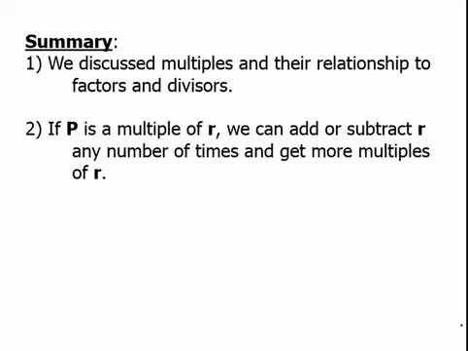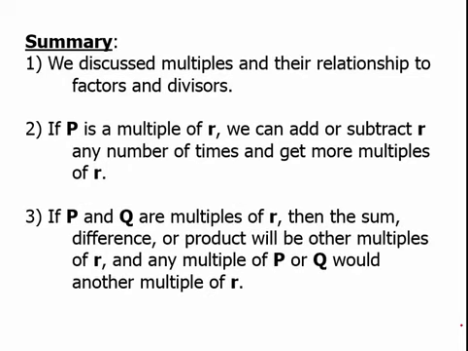In summary, we discussed multiples and their relationship to factors and divisors. If P is a multiple of R, we can add or subtract R any number of times to get more multiples of R. If P and Q are multiples of R, then the sum, difference, or product will be other multiples of R, and any multiple of P or Q would be yet another multiple of R.